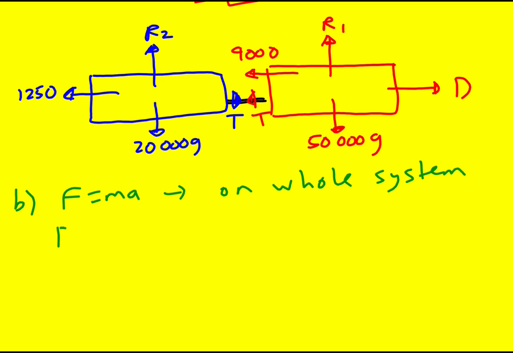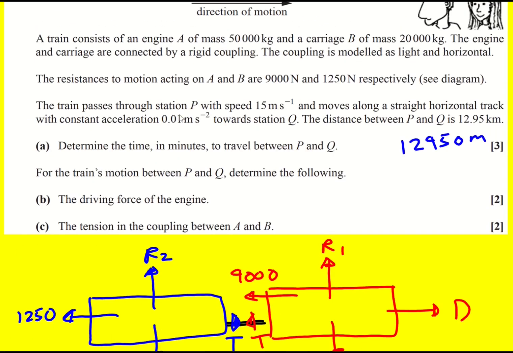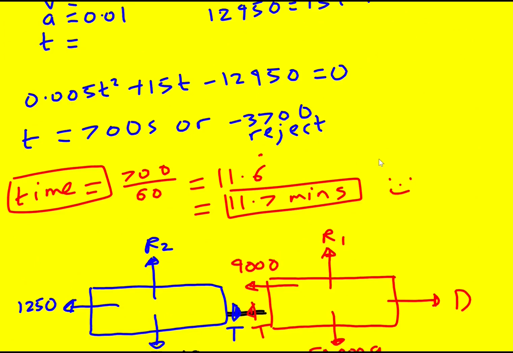So D minus 9,000 minus 1250. You can write in plus T minus T, but that's just going to cancel to 0. That is going to equal my total mass, which is 70,000, times the acceleration that we had previously, which was 0.01.